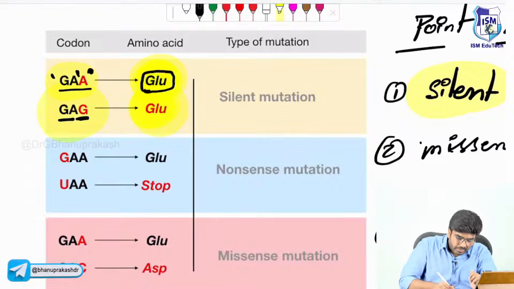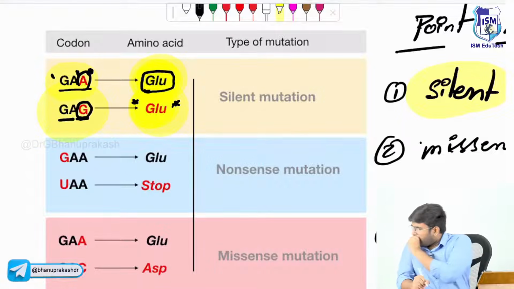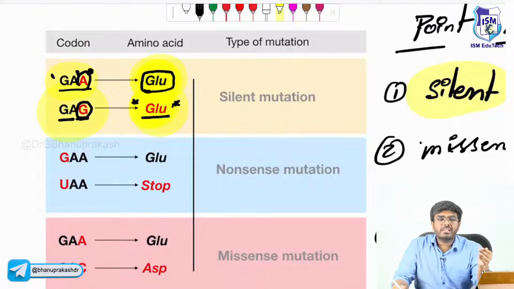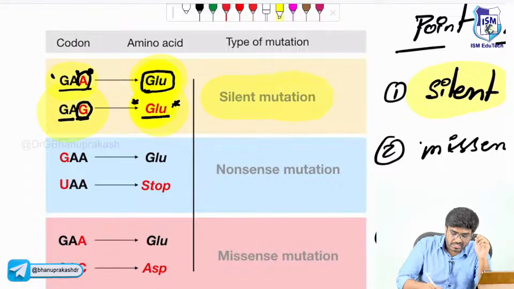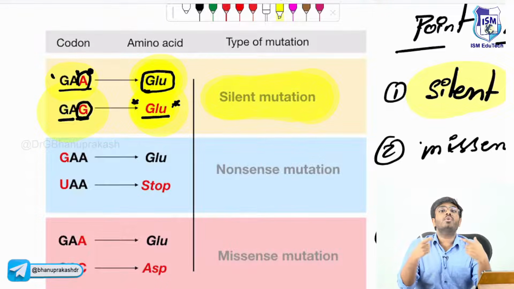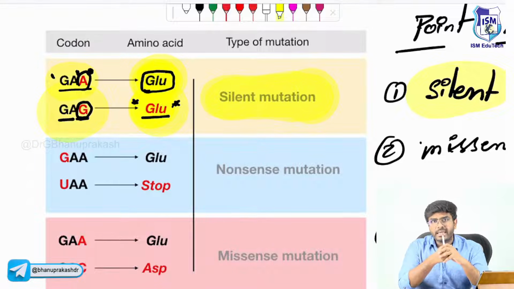But here, because of the mutation, A is replaced with G, but the amino acid is still the same, glutamic acid only. So will any problem occur now? There is no problem. Mutation occurred, point mutation occurred, but still there is no issue because it's the same amino acid. So this type of mutation is called a silent mutation.